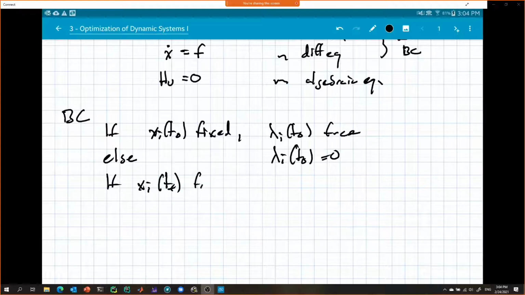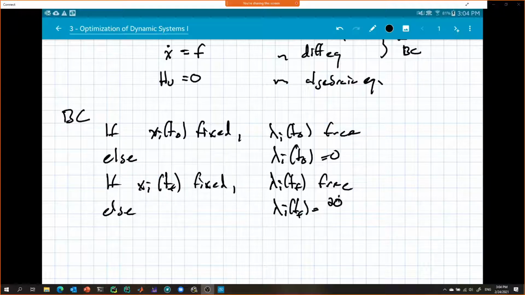And the same for the terminal: it's the same if the state is fixed and the costate is free, else the costate is equal to the partial with respect to that, evaluated at the final time. So this gives us n boundary conditions, and then this gives us n. So we have everything we need.